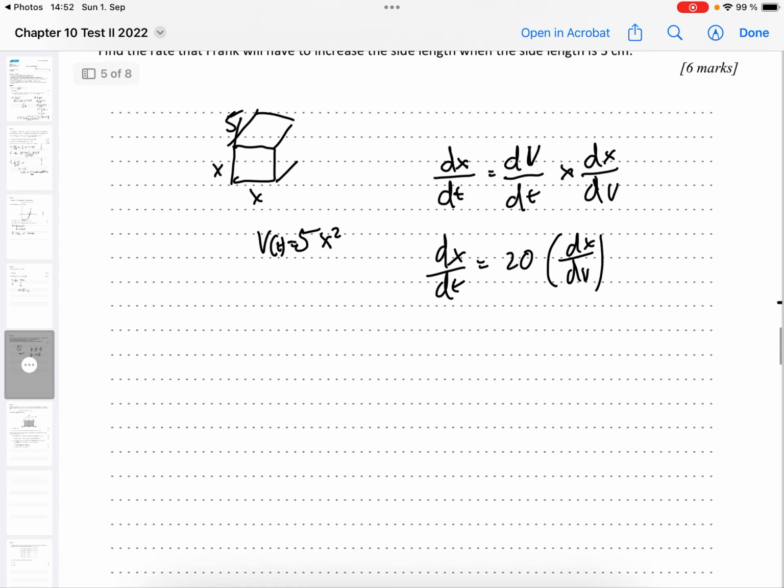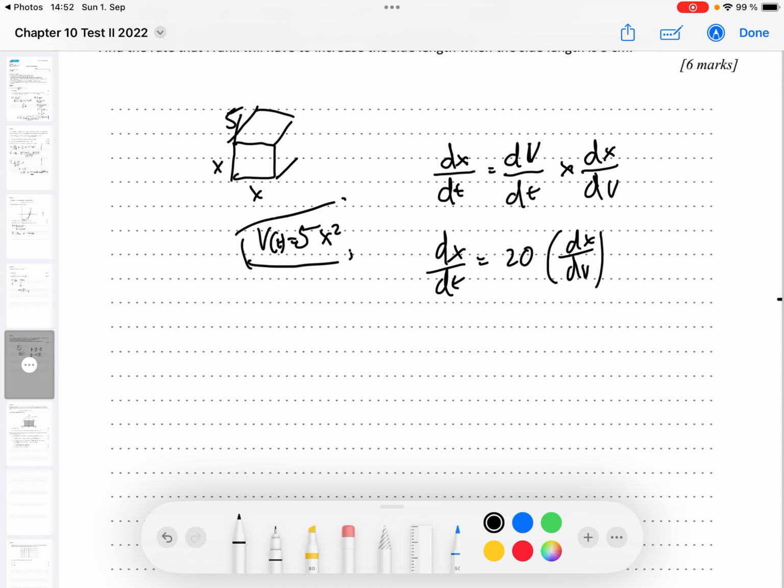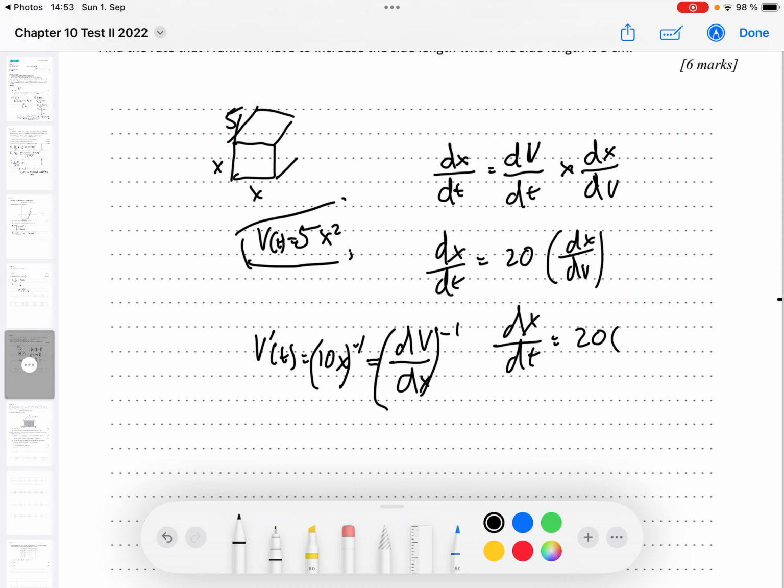And now we have to find dx over dt. Here it's given that the volume is like this, and if we differentiate this function, we get that V prime of t is equal to 10x. So that means that in order to find dx over dt, we need to recognize that what we have found is actually dV over dx. Now to find the reciprocal of this, we just have to reciprocate this. So we have dx over dt is equal to 20 times 1 over 10 times x.